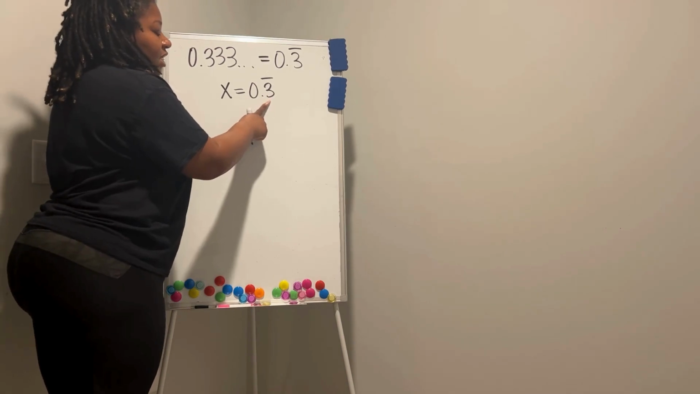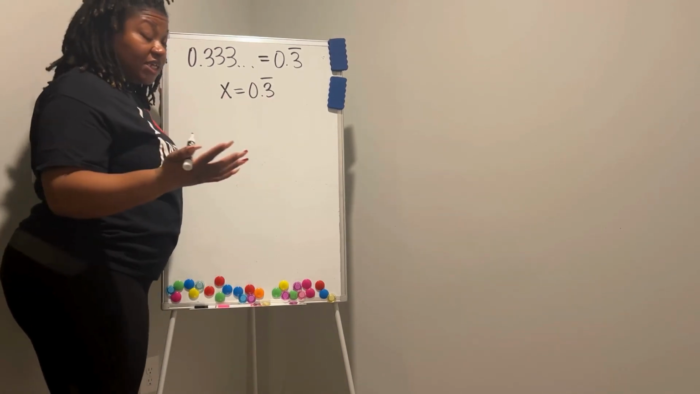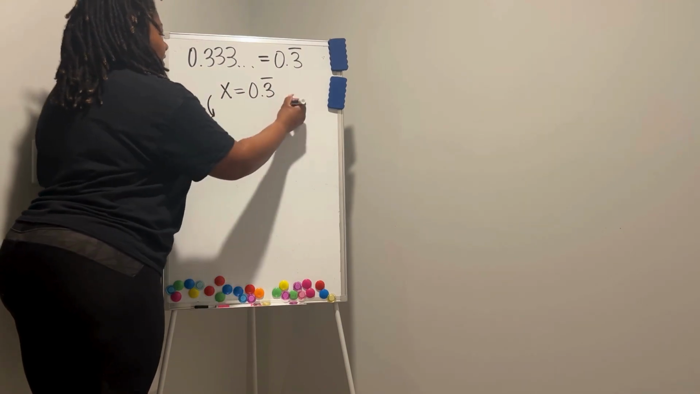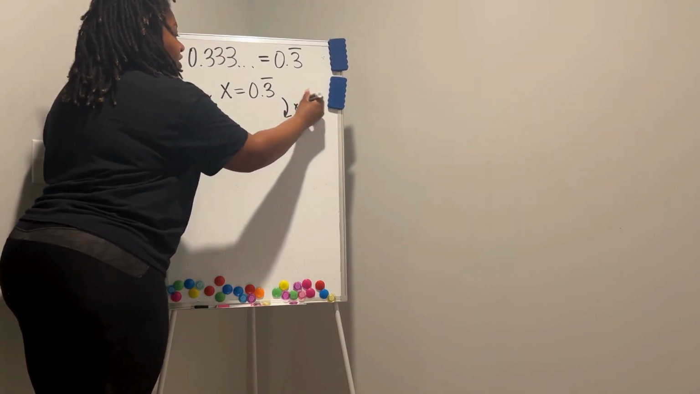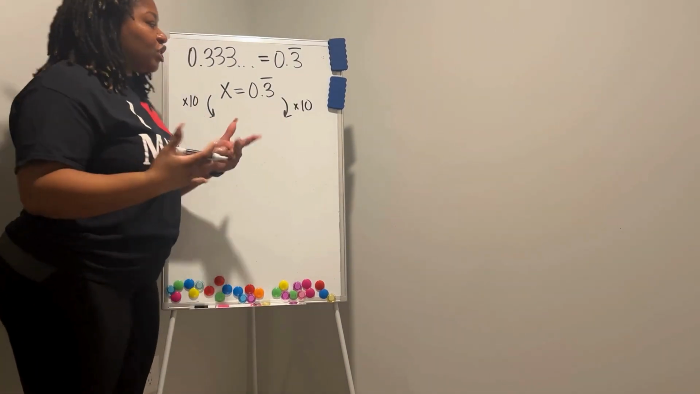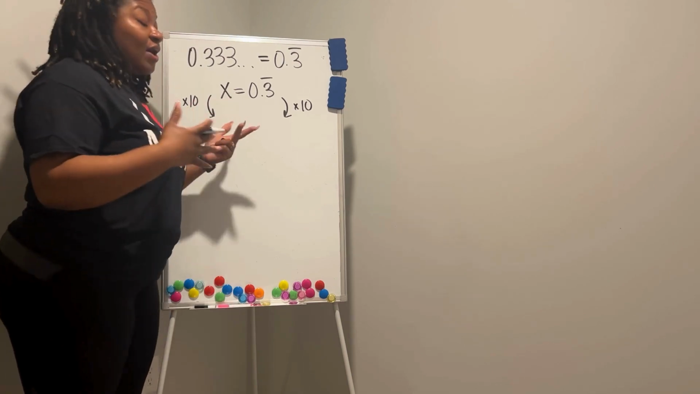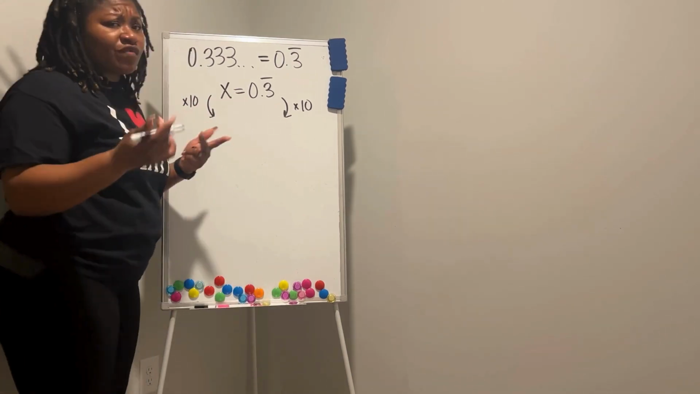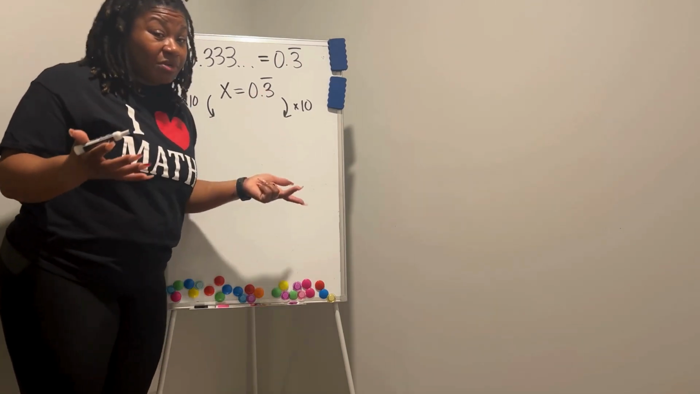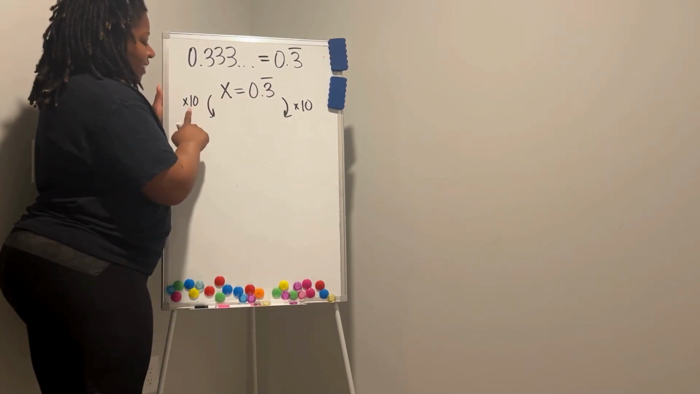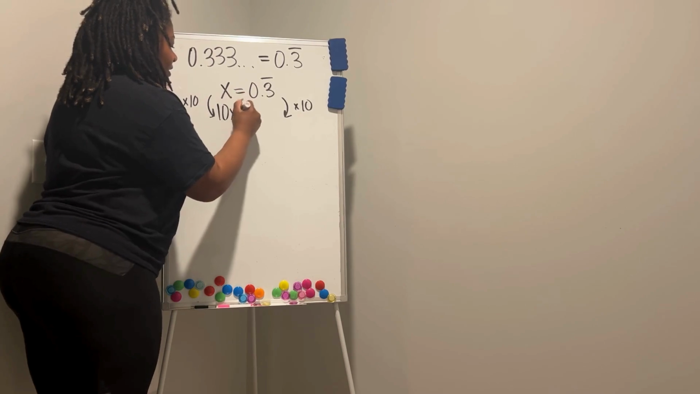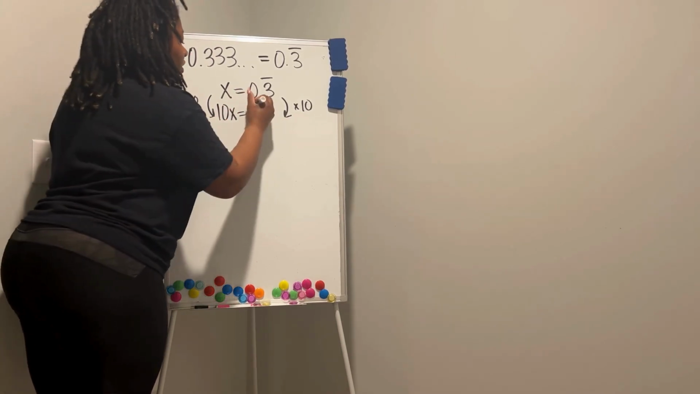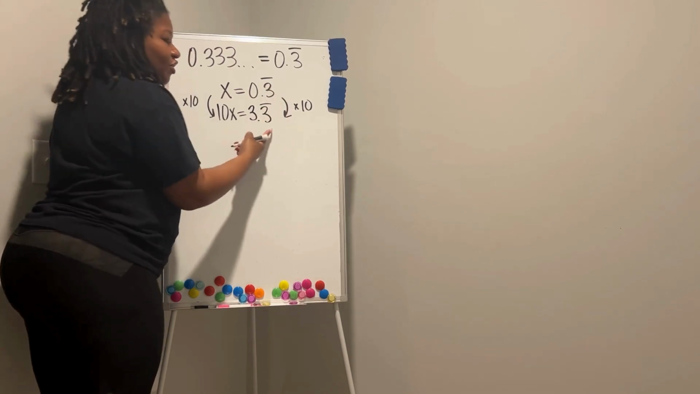Because this repeating decimal is in the tenths place, I am going to multiply both sides of this equation by 10. 10 is the reciprocal of tenths. The reason why I'm doing that is because, again, I want to eliminate the repeating digits, okay? So in order for me to do that, I'm going to have to create a whole number. So 1x times 10 is going to give me 10x. And then this 3 tenths repeating is going to give me 3.3, and the 3 is still repeating.